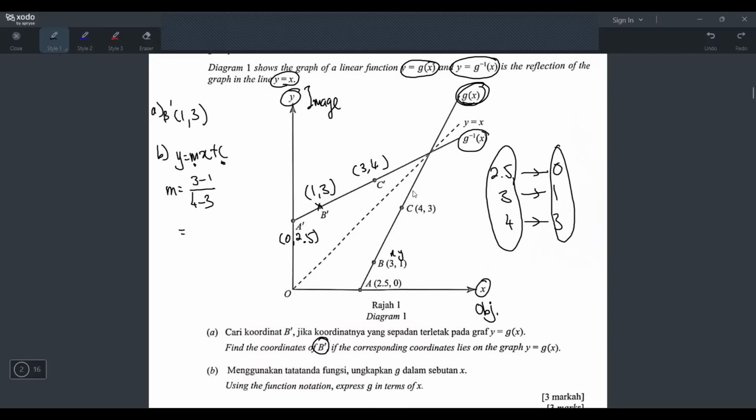You take y minus y, divided by x minus x. Of course, you can also take point A and point B and you will get the same answer. 3 minus 1 is 2, 4 minus 3 is 1. So the gradient is 2. So now I know my gradient is 2, therefore my equation will be y equals 2x plus c.